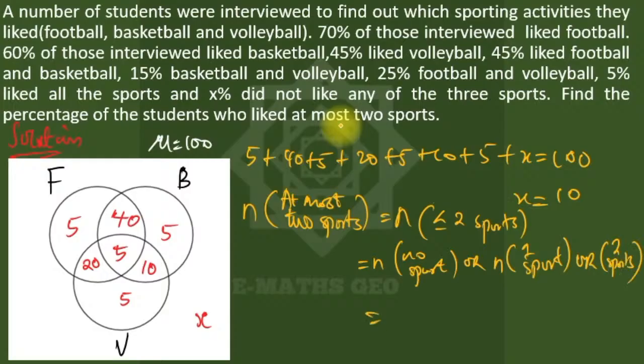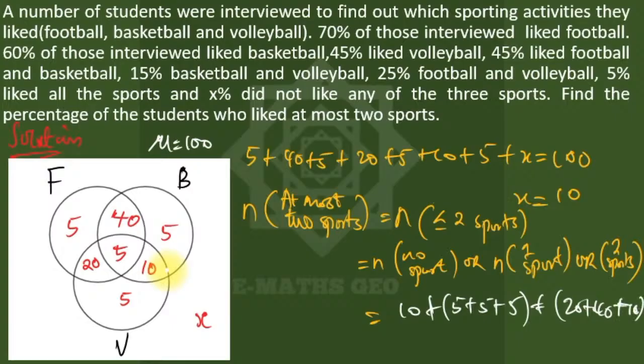So now no sports is X, which is 10. Or in maths means addition, plus 1 sport is either football or 5 for basketball or 5 for volleyball. So it's either the person likes football, 1 sport, or basketball or volleyball. Why 2 sports is now 2 sports, either football and volleyball, which is 20, 40 and 10.